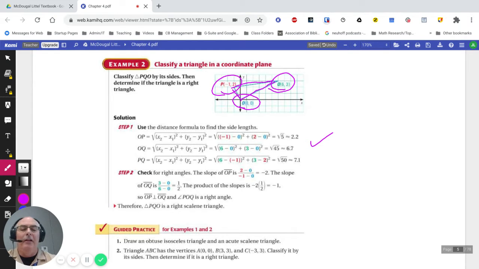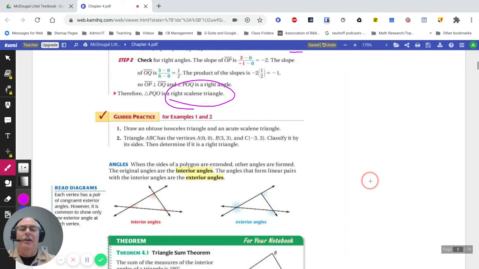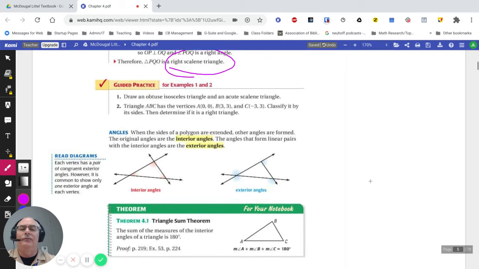When we do that, we find that each side of the triangle actually has a different length. And because of that, the way we would define that based upon its sides is a scalene triangle. Remember, a scalene triangle is one where all three sides are different lengths.